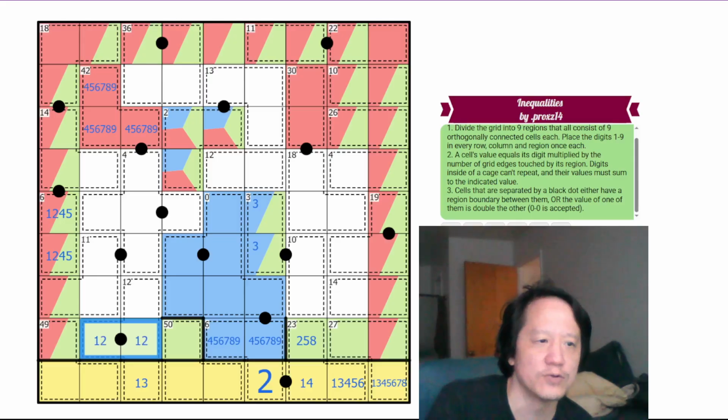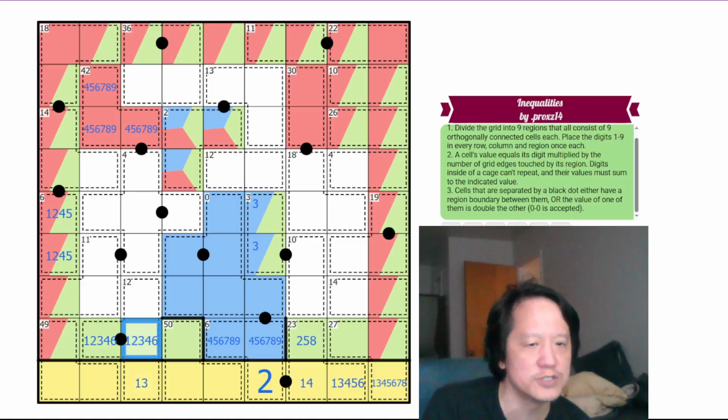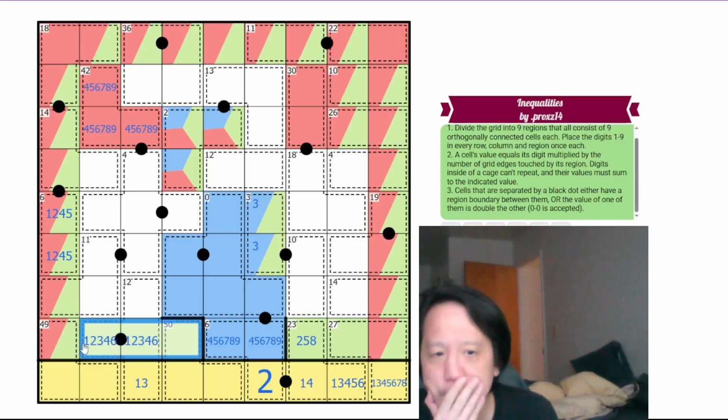So we have either 1, 2 here, or it could be 2, 4, with this being 3, and then we having 1 there. Or this could be 3, 6. So this is guaranteed to be a 1 to 2 ratio because there is no boundary here. This is the same region.